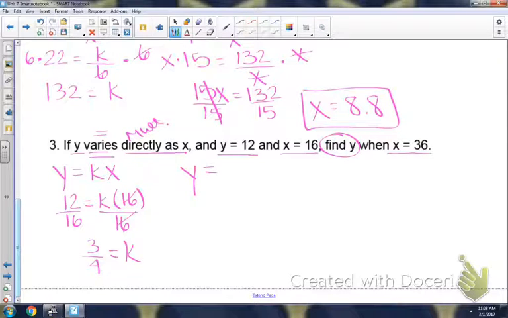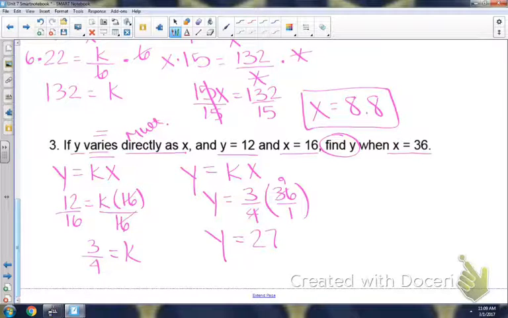Okay, so y equals k times x. We're plugging it back into the same formula. This time we're looking for y when x is 36. So I have y equals the constant, which was 3/4, times x, which is 36. You could either do 36 times 3 and then divide by 4, or you could reduce this. That would be 9. So you should get 27 for your answer.